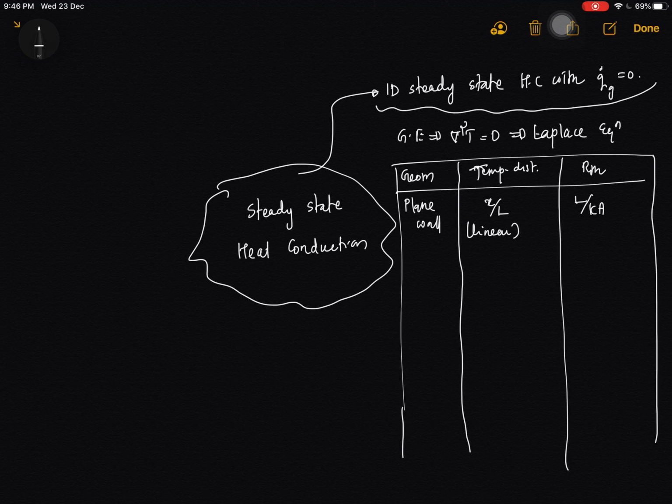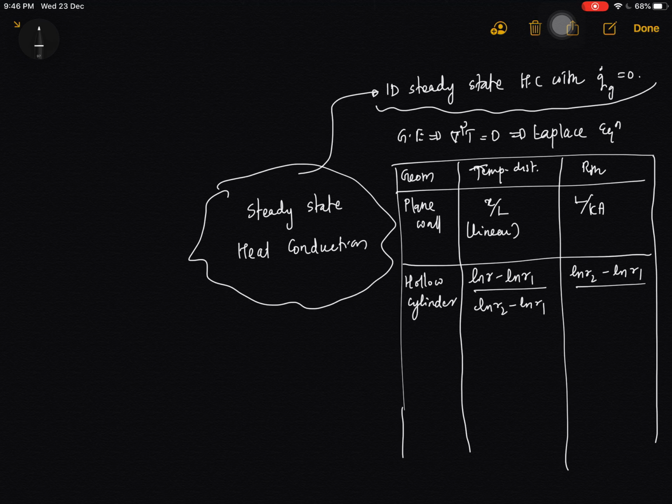The next geometry we dealt with was the hollow cylinder, and for the hollow cylinder the temperature distribution was given by ln r minus ln r1 by ln r2 minus ln r1, and the thermal resistance was given by ln r2 minus ln r1 by 2 pi kL. And the temperature distribution was logarithmic in nature.